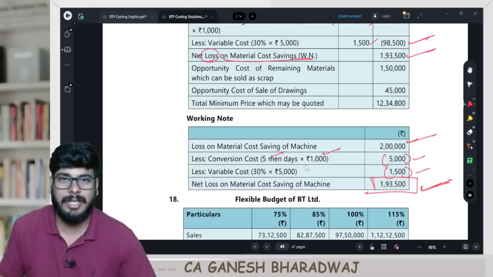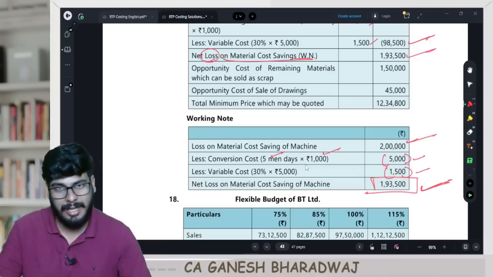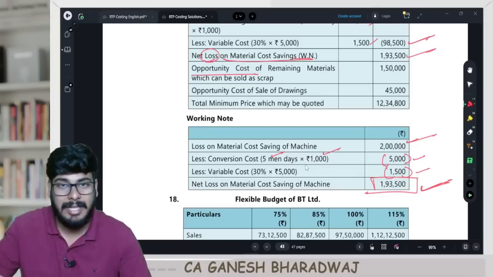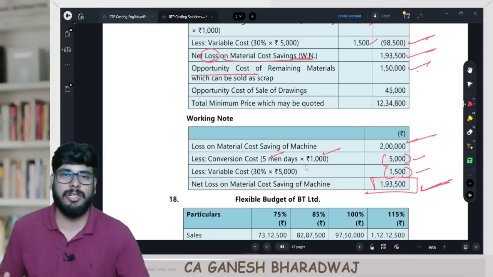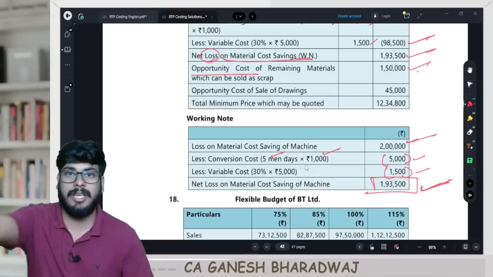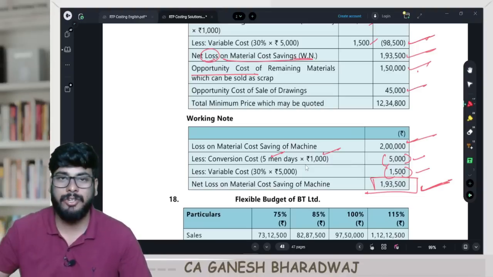Fine. And then one more thing they are saying. Regarding the other materials, they would have scrapped it for 1,50,000, but since they are taking up this order, they are not able to scrap it. So the opportunity cost of the scrap that they could have realized is going to be 1,50,000, and the drawings also they could have realized 45,000, but now they are not able to realize. Why? Because they are converting it and they are selling it to this particular guy. So that is also lost. Are you clear with this?